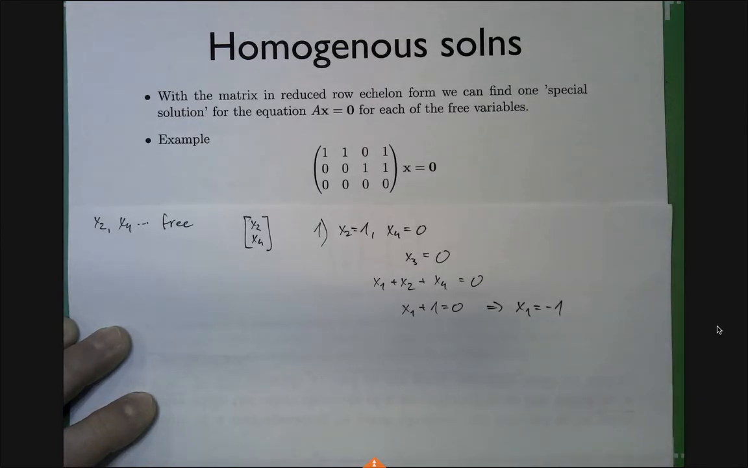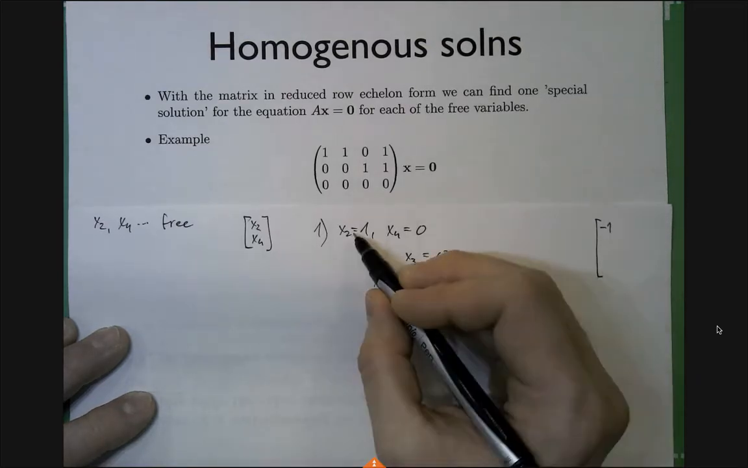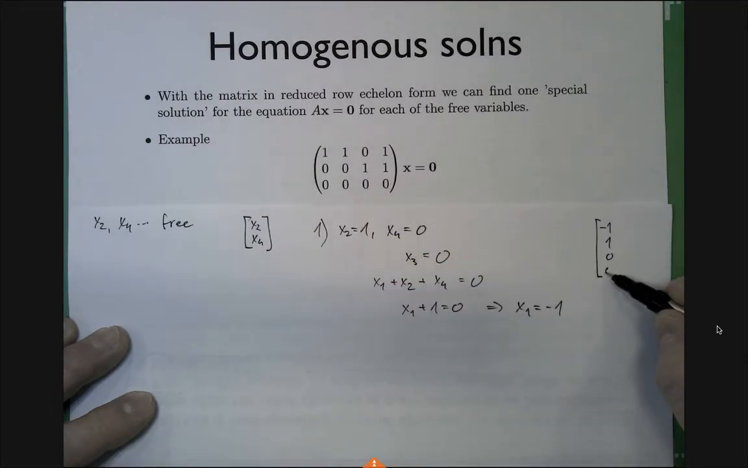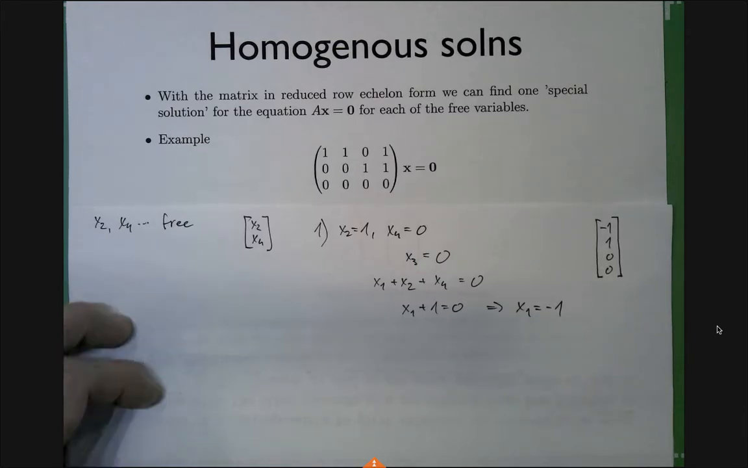And we have our first non-trivial solution. So if I write it down, x1 is minus 1, x2 is 1, x3 is 0, x4 is 0. All right? Ta-da! Here is our first non-trivial solution. What shall I call it? Well, I don't have to call it anything.